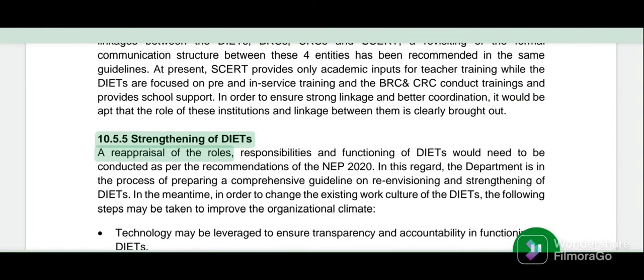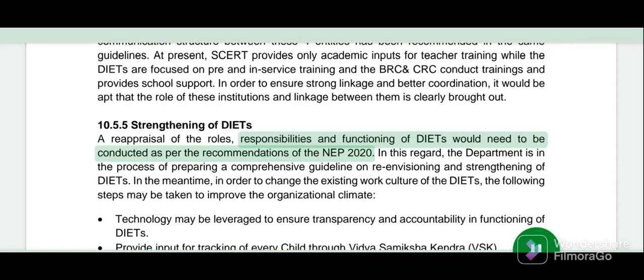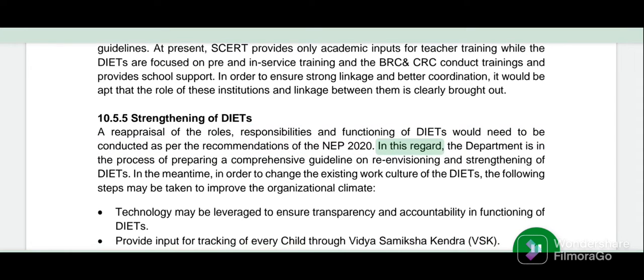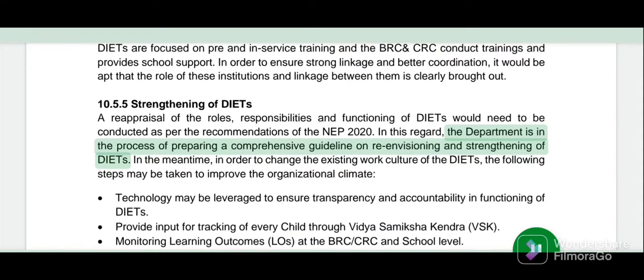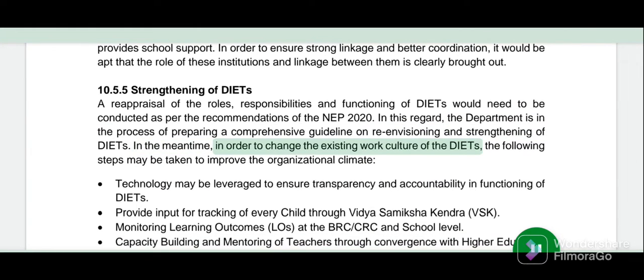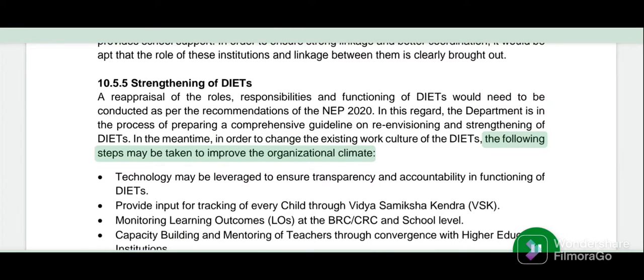10.5.5 Strengthening of DIETs. A reappraisal of the roles, responsibilities and functioning of DIETs would need to be conducted as per the recommendations of the NEP 2020. In this regard, the department is in the process of preparing a comprehensive guideline on re-envisioning and strengthening of DIETs. In the meantime, in order to change the existing work culture of the DIETs, the following steps may be taken to improve the organizational climate.